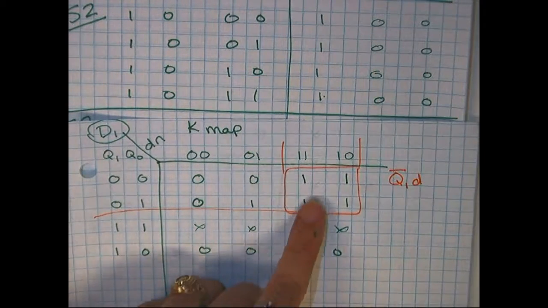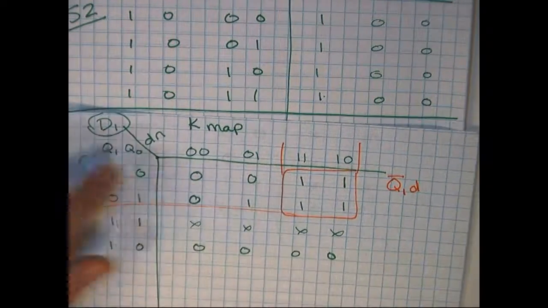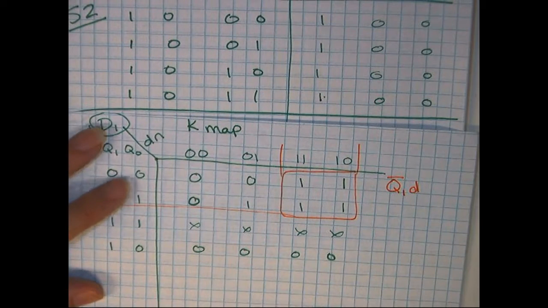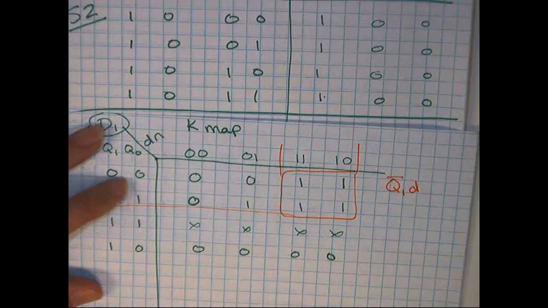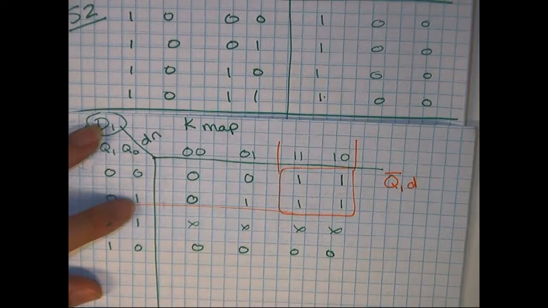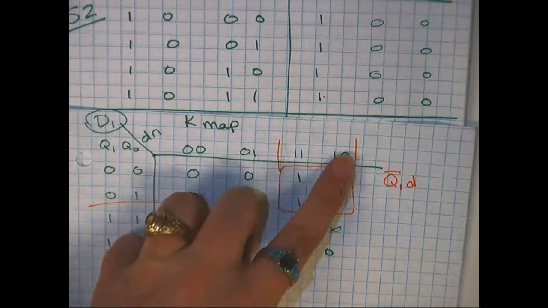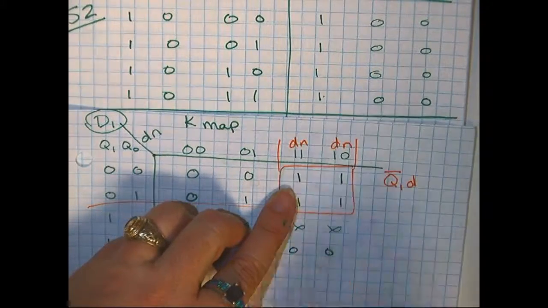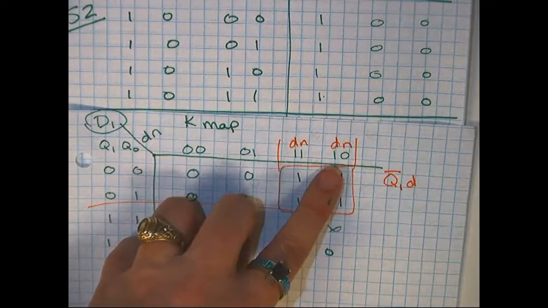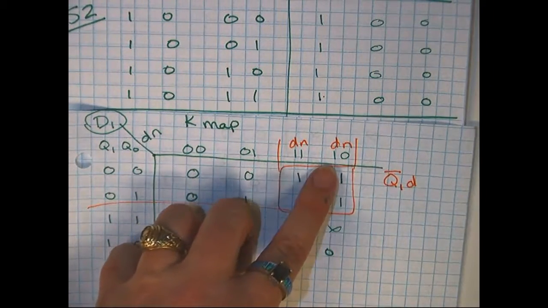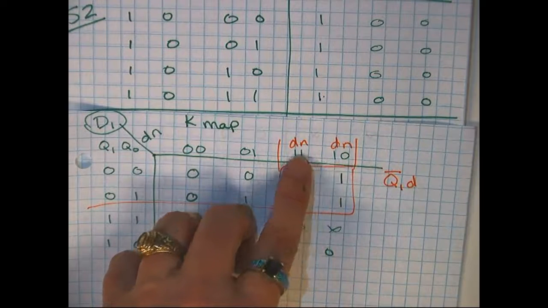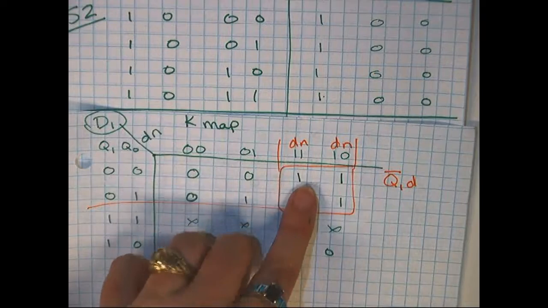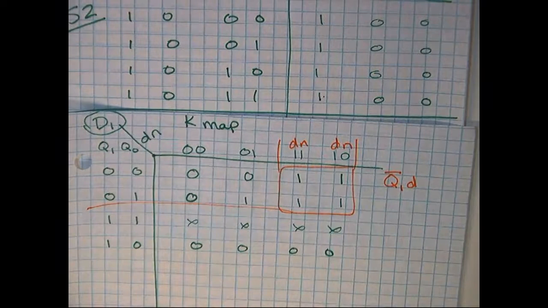So again, let's go over that. This is my box I'm looking at. Over here, the Q1 has to be 0. Does it matter what the Q0 is? No, both of those work, so we don't care. Then up here at the top, D has to be a 1, and does it matter what N is? No. So this right here describes this set right there.